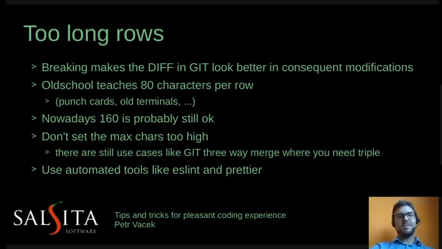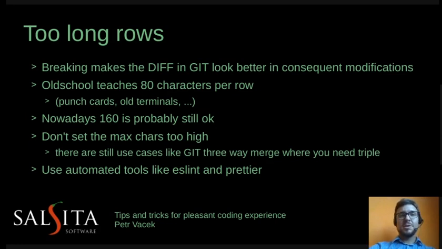You just break it, like you just saw. Breaking the rows also makes the diff in Git look better in consequent modifications. And the old school teaches us that 80 characters per row used to be the standard. This was due to punch cards and old terminals and stuff. Nowadays, 160 characters is probably still okay. Just don't set the max number of characters too high. There are still use cases like Git three-way merge where you need triple the amount.